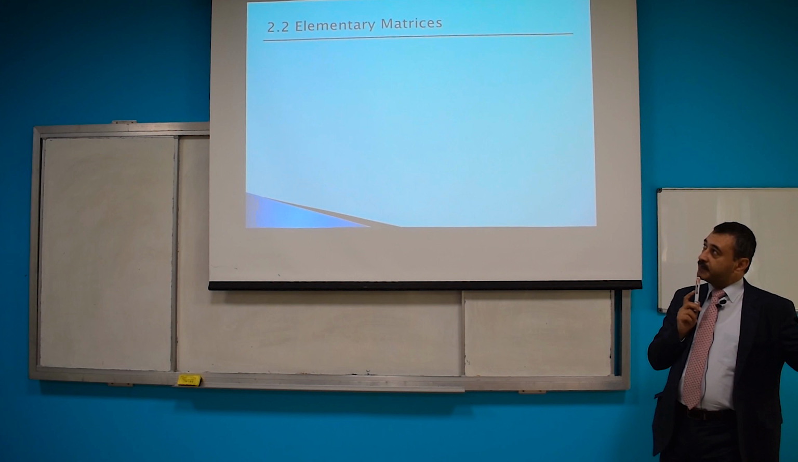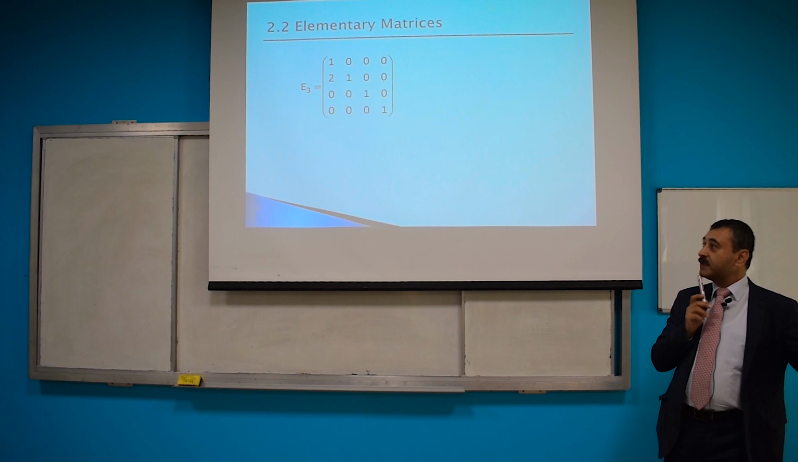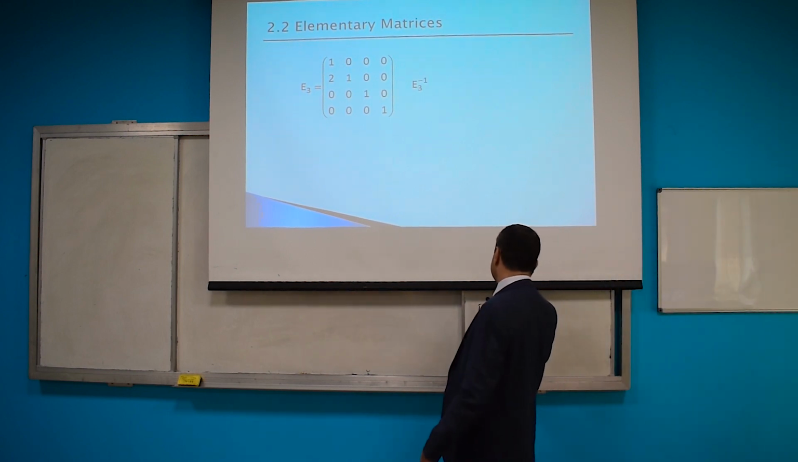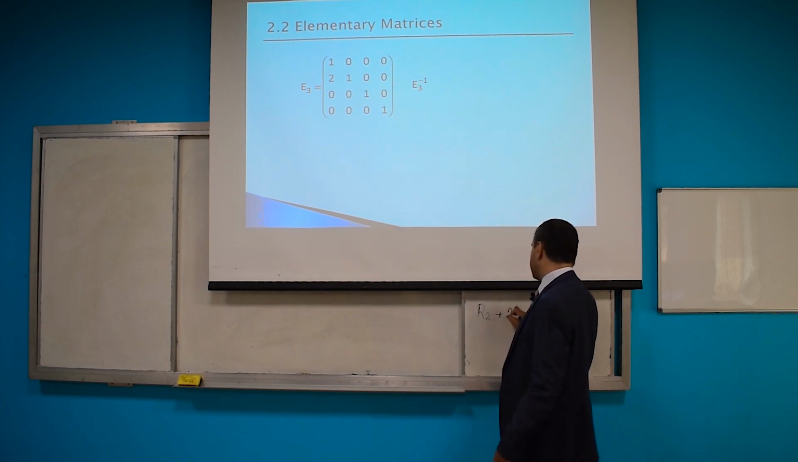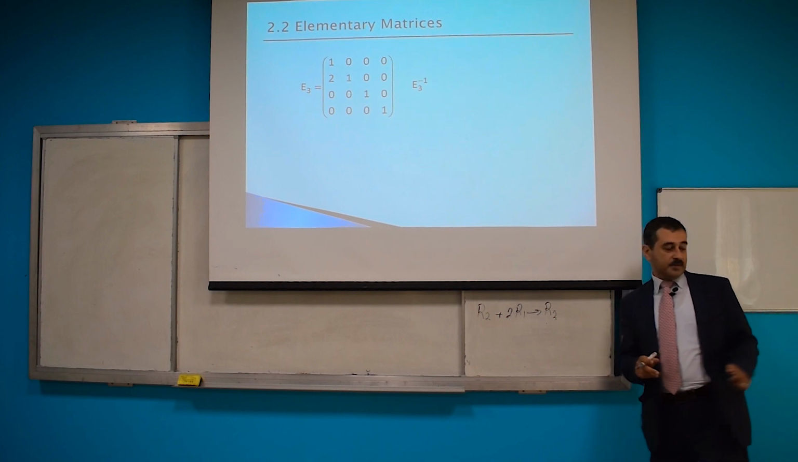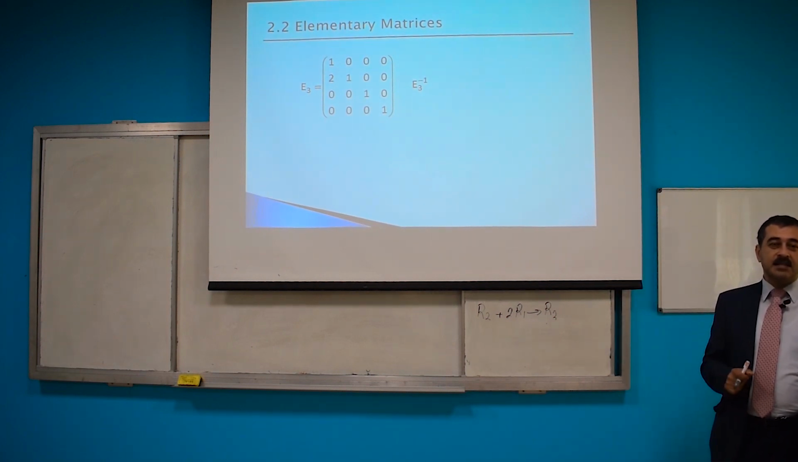The third type is row replacement. Here we replace the second row of the identity matrix by the sum of the second row and double the first row. The operation actually is R2 plus 2R1 replacing R2 in the identity matrix. Do you remember its inverse?